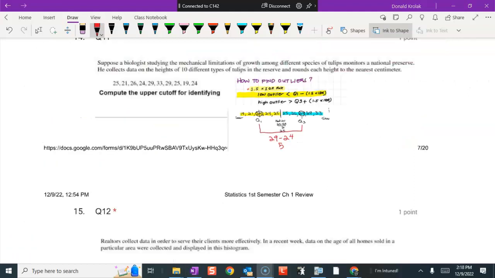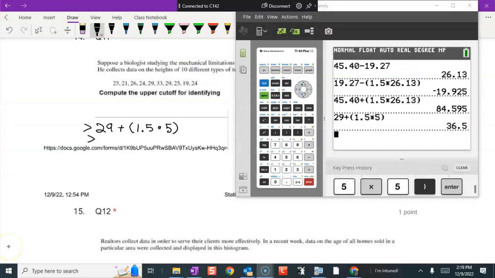Okay, so to get the higher one, we already did it earlier, but our high outlier would be Q3, which is 29, plus 1.5 times the IQR, which we already know is 5. And then I calculate that out. So this would now be 36.5.